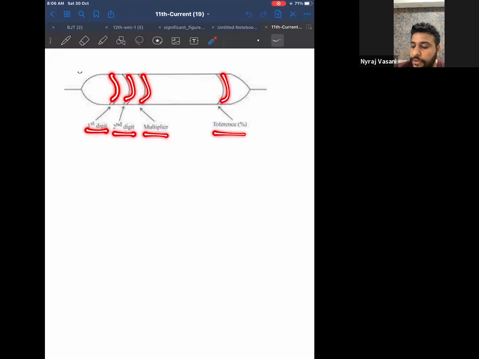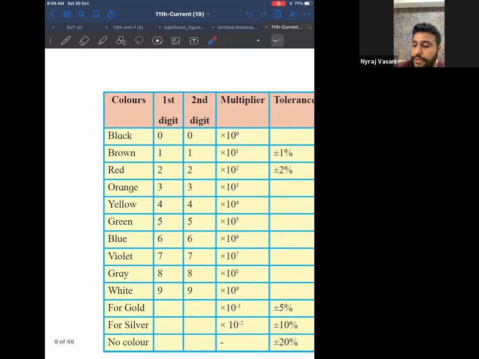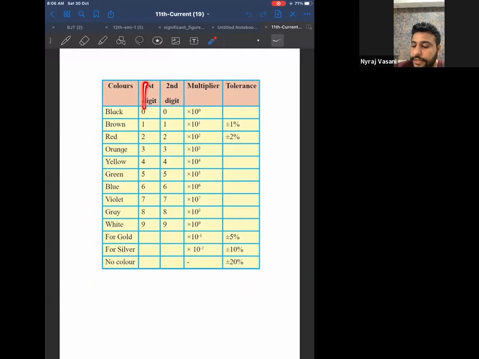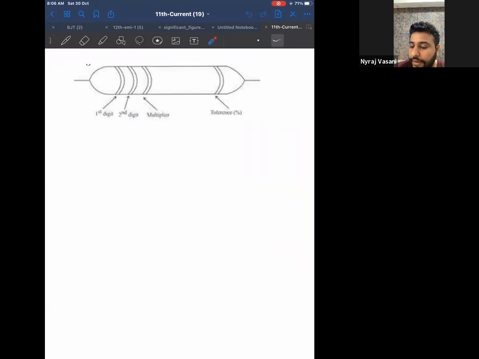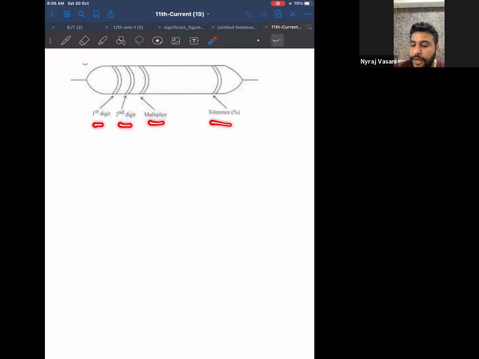And the fourth band is called tolerance. If you notice, all these are the headings of your table: first digit, second digit, multiplier, and tolerance. Check. Easy? Now, you have to remember this diagram the same way: first digit, second digit, multiplier, and tolerance.